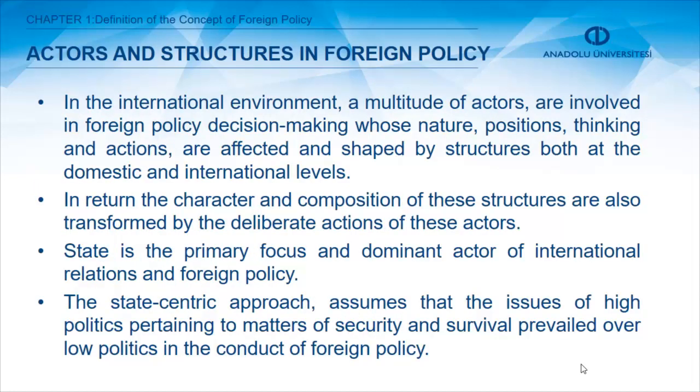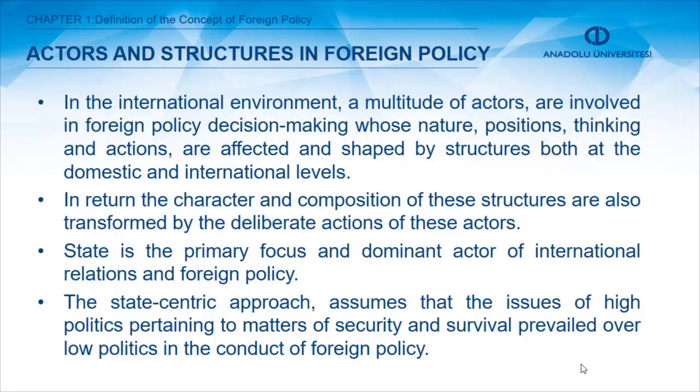Okay. When it comes to actors and structures in foreign policy, before discussing the agent-structure problem, we have to define the actors and structures of foreign policy. Now, in the international environment, a multitude of actors are involved in foreign policy decision-making, whose nature, position, thinking, and actions are affected and shaped by structures, both at the domestic and international levels, as I have mentioned. Now, in return, the character and composition of these structures are also transformed by the deliberate actions of these actors.